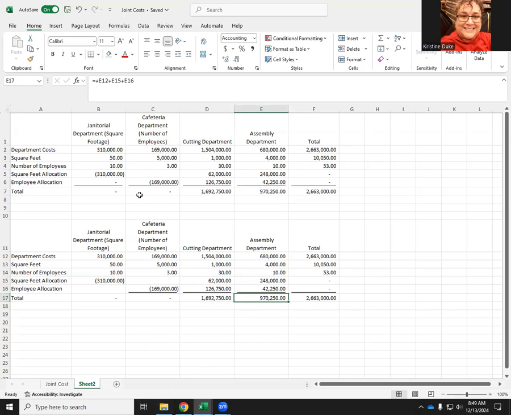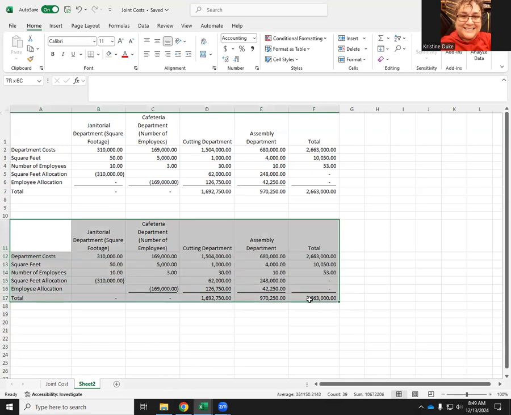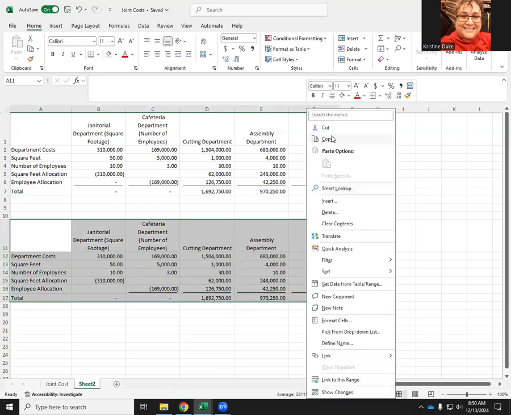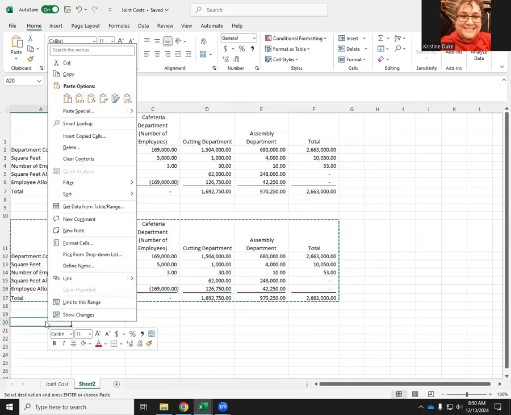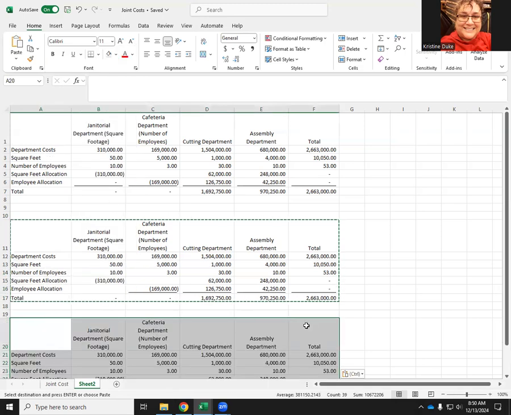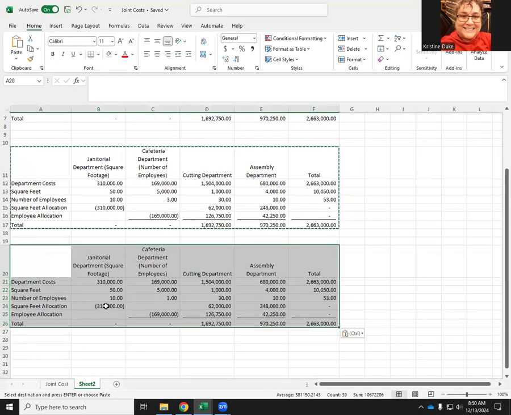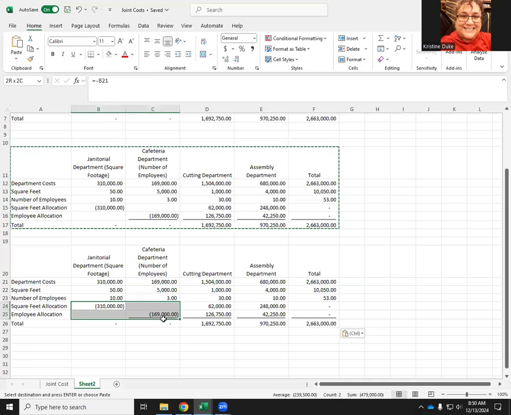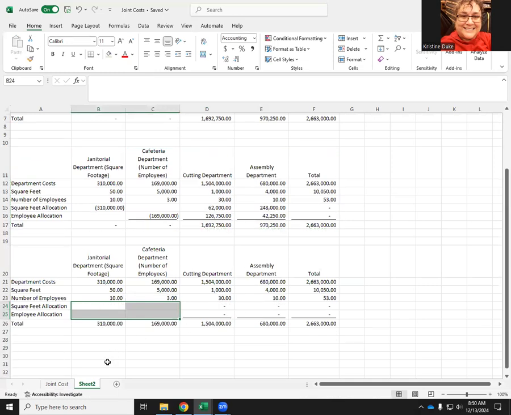Now, I'm going to copy this again, and we're going to use the sequential method. It's very similar to the direct method, except, in fact, I'm going to erase all of that. One of these will not allocate out to the other one.